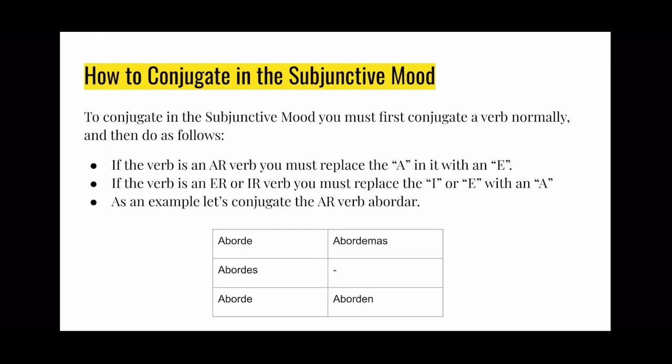As an example, let's conjugate the AR verb abordar. In the yo form, it would be aborde, and you can see that we changed that A to an E after conjugating. So you do all your conjugations first, and then you change that letter at the end. So to form abordes, and as follows: aborde, abordemos, and aborden. That's pretty self-explanatory. It's nothing too hard.